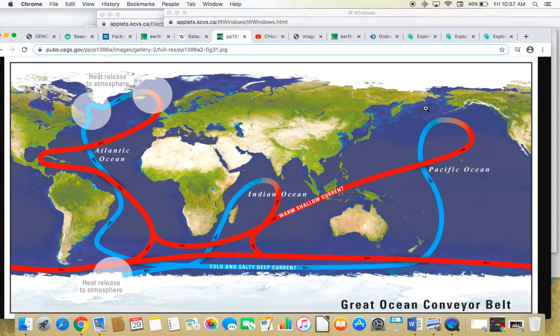So that's the Great Ocean Conveyor Belt, and as you could well imagine, it also has effects on temperature, right? If the water is warm, it's going to have a warming effect on the land that surrounds it. If the water off the coast is cold, it's going to make the temperature at the coast on the land colder because of the high heat capacity of water.